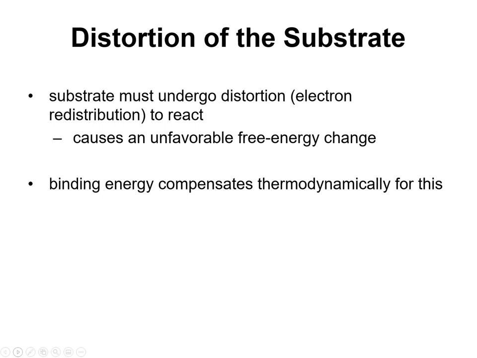We said that the substrate has to undergo some kind of distortion, right? Because when you're doing chemistry, you're breaking bonds and forming new ones. Those electrons have to be redistributed. Oftentimes, that requires an unfavorable free energy change. So the binding energy of the substrate to the enzyme compensates thermodynamically for this, which we've already said probably 80 times at this point.